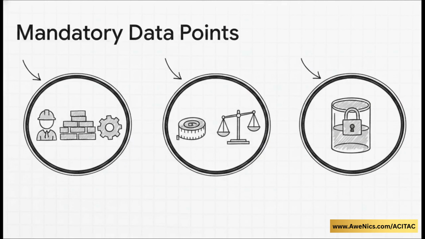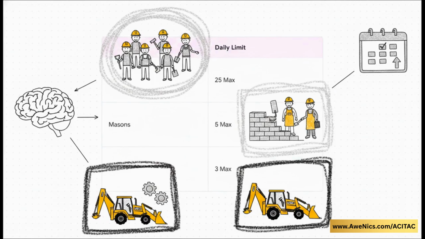But regardless of your role, you must prepare some mandatory data points for every single resource before configuring your software. You absolutely need to know the type of resource. Is it a work resource, material, or equipment? What is its unit of measurement? And perhaps most importantly, what is the strict limit of its daily supply? You have to constrain the software to match real-world availability.